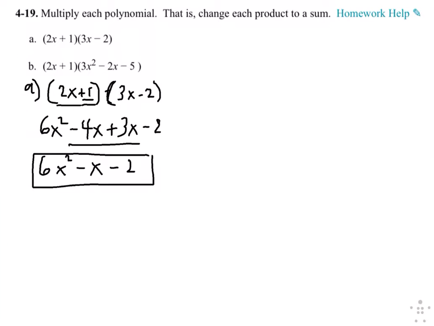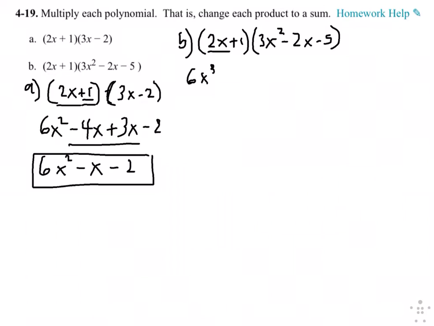Okay, for B is going to be a little bit longer, right? We have 2x plus 1 times 3x squared minus 2x minus 5. So we take the 2x and we have to distribute it to all three terms, right? 2x times 3x squared is 6x to the third. 2x times negative 2x is minus 4x squared. And 2x times negative 5 is negative 10x.